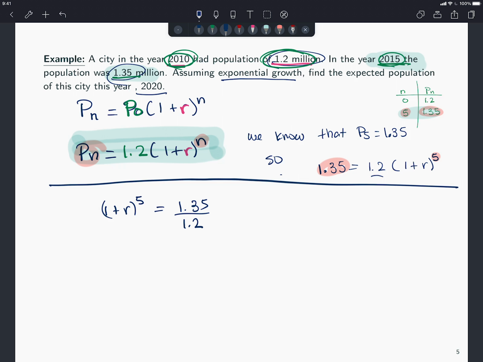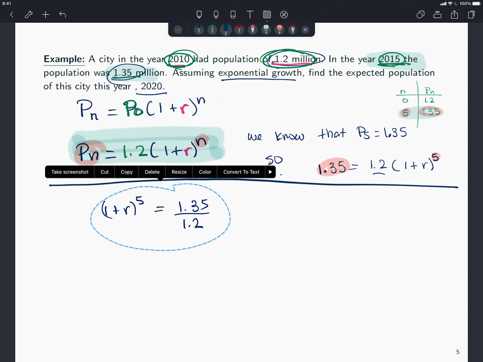I'm dividing this equation by the factor 1.2, so showing the division on the other side. And now the 1 plus r is inside these parentheses with a fifth power, so I have to be careful how to manipulate this. I'm going to do it step by step here.